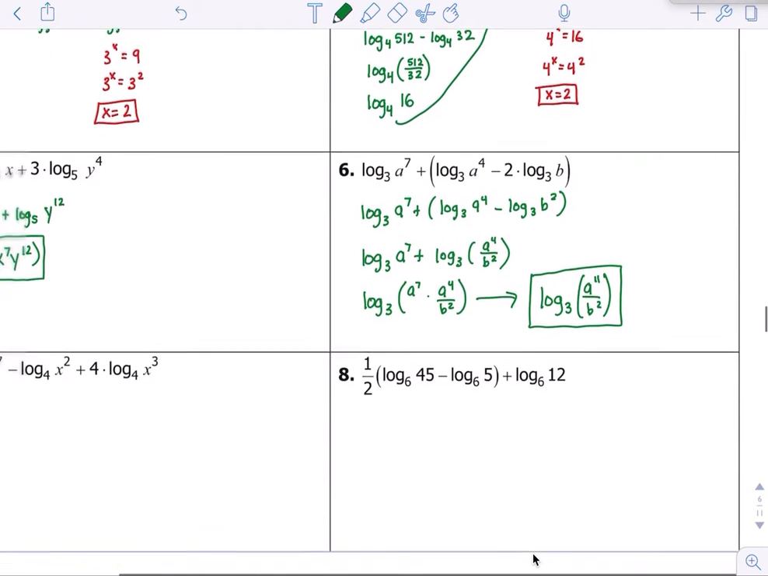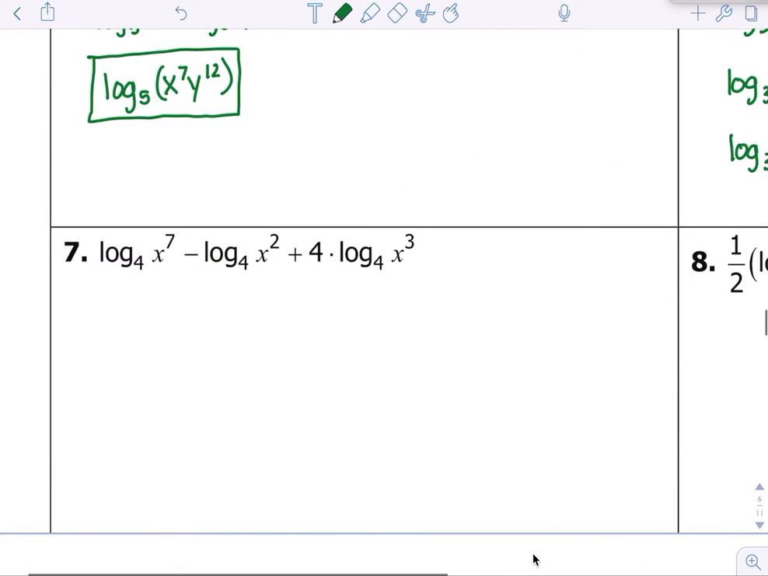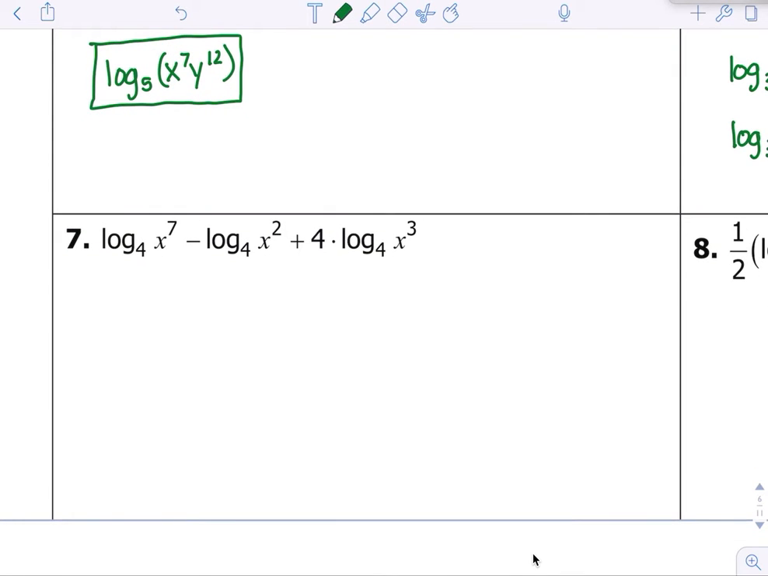Okay, 7. Alright, so first let's just have all logs, right? So I'm going to make that 4 go to the top. So log base 4, x to the 7th, minus log base 4, x squared. This 4 is going to go there using power rule, so plus log base 4 of x to the 12th.